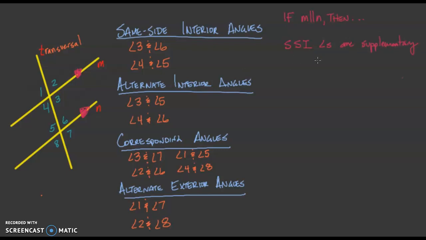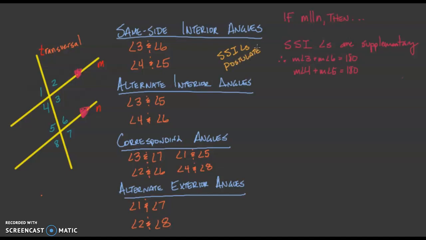Remember, that means they add up to 180. So I can say, therefore, the measure of angle 3 plus the measure of angle 6 would equal 180. And I could say that the measure of angle 4 plus the measure of angle 5 equals 180. And this is called the same side interior angles postulate. I'll jot that down over here. This is called the same side interior angles postulate.